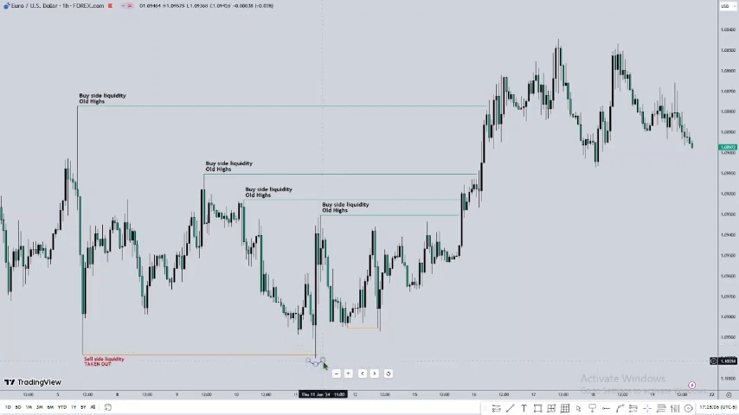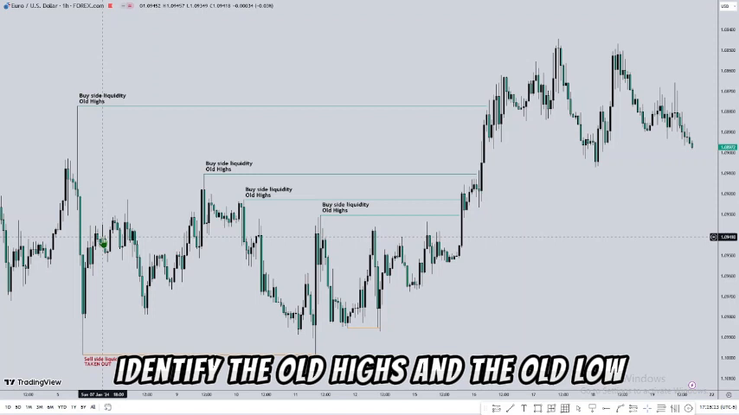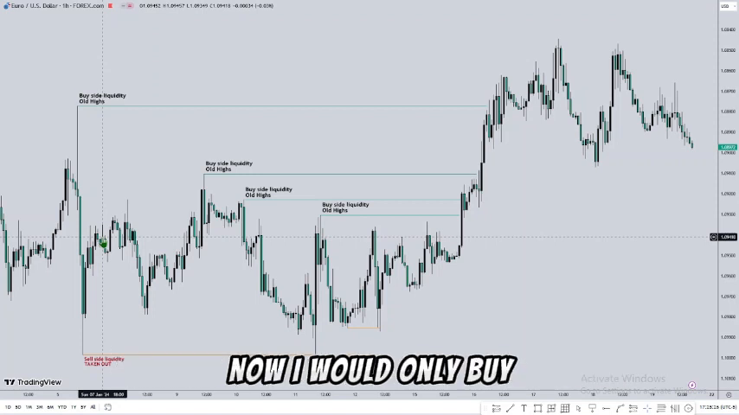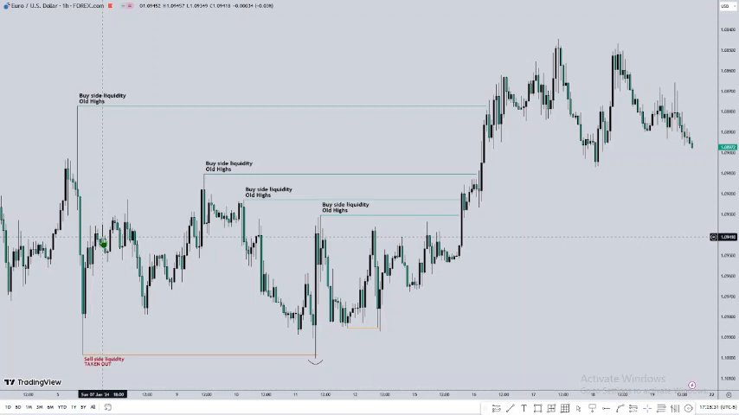Again, you've understood that price action on the daily time frame is bullish. Then you come down to your lower time frame, take for example the 1 hour, and you wait for where the liquidity is, where the old highs and old lows are. I am bullish for the day, and I have identified the old highs and the old low. I would only buy when price takes out the sell side liquidity. Once you have this mindset and that is your major focus in price, you are on the right path to being profitable. Now, let's watch what happened in price.